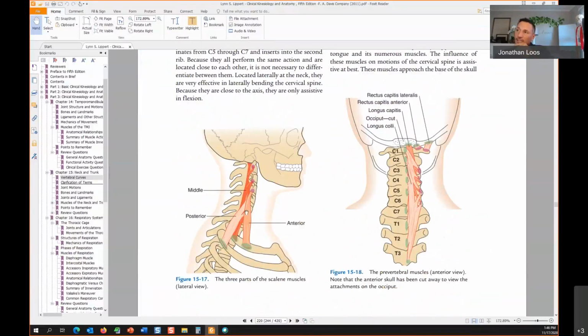You have your scalenes as a group. You have your anterior, middle, and posterior, and that's based on their insertion points here. You can see the posterior has a posterior insertion, middle has a middle insertion, and anterior. And these are your primary lateral flexors of the neck.